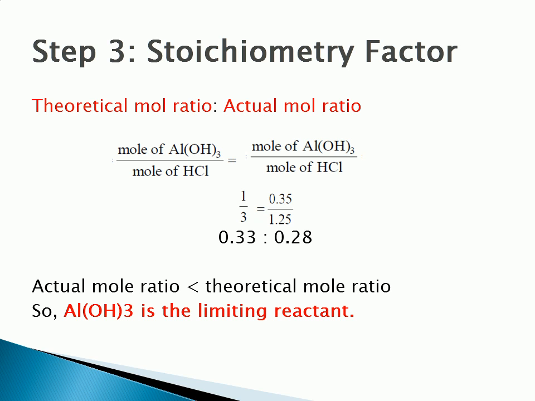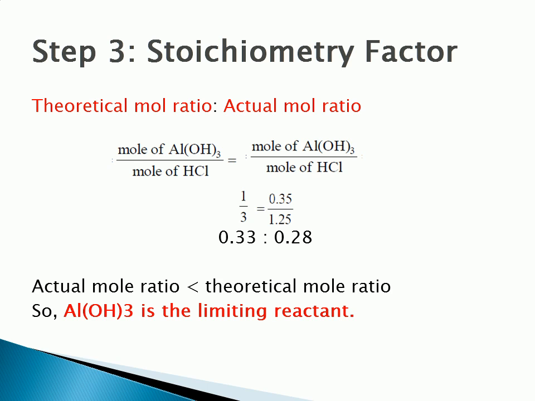So the last step of determining the limiting reactant will be using the stoichiometry factor. We are comparing the theoretical mole ratio and the actual mole ratio. The theoretical mole ratio we get from the balanced equation, and the actual mole ratio is what we calculated earlier. So from here, mole of aluminium hydroxide over mole of HCl. From the equation itself, we get 1, and for the mole of HCl it is 3.